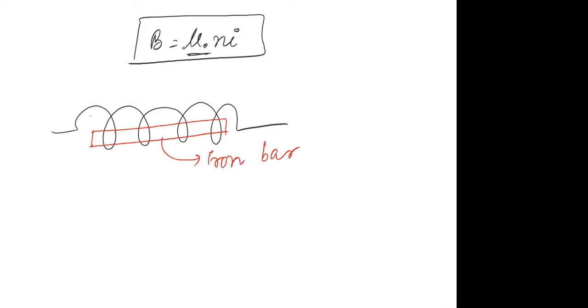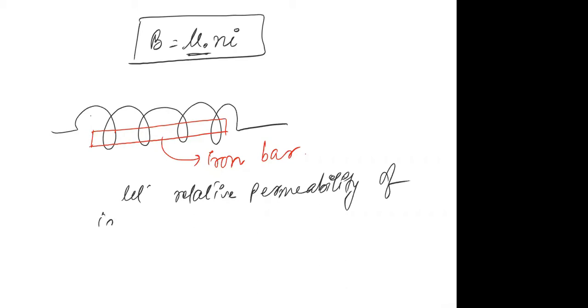Then in that case, let's say the relative permeability of the iron bar is mu r. You will understand this relative permeability or permeability in the very next chapter, which is matter and magnetism. But here you just have to remember relative permeability is the same as relative permittivity.